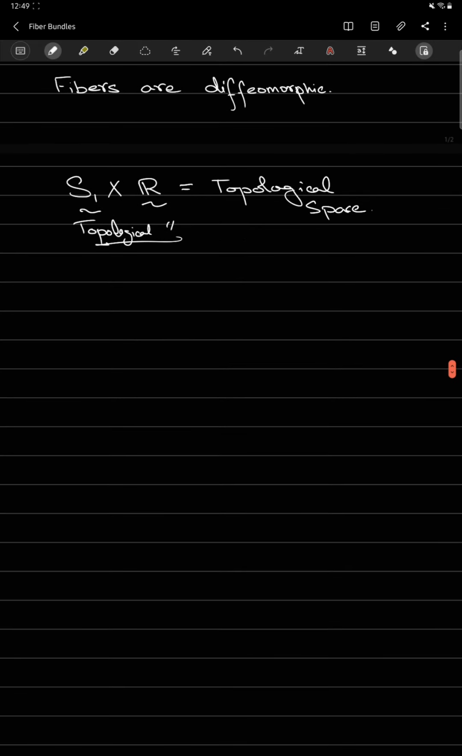Well, note over here, it's a very important point, that if I have this E equal to S1 Cartesian product with R, this does not give me E as a topological space automatically. But we can give this space E a topology, and that topology, let's say for example, I can give it a product topology.